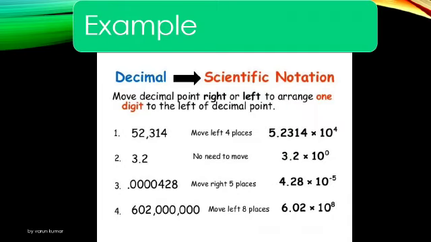See another example, a very large number, 602 billion. We have to change it into scientific notation or standard notation. See here, 602 billion can be written as 6.02. And how many digits is the decimal shifted? 3 plus 3 plus 2, that is 3, 3, 6, 7, 8. So we have to write 10 to the power 8.